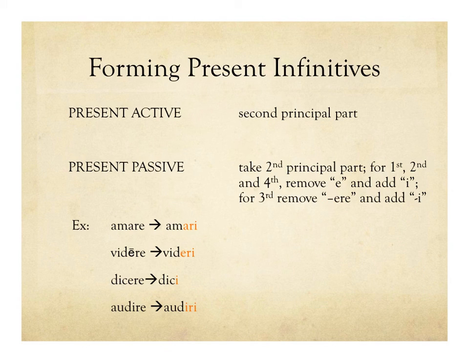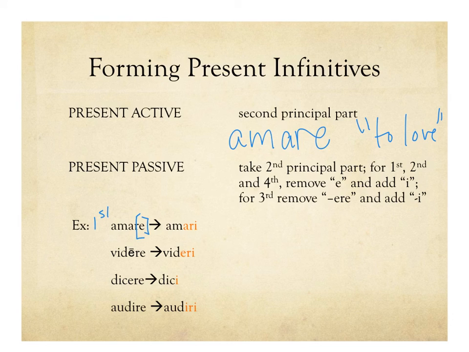So here's how we form present infinitives, which is really easy. The present active infinitive, the one that would mean, right, amare, is just our second principal part, always. And we would translate this to love. Our present passive infinitive, in general, what we do is remove the E at the end, right, this E, and we add an I instead. We do this for the first, for the second, and for the fourth conjugations. You can see amare becomes amari, videre becomes videri, audire becomes audiri.